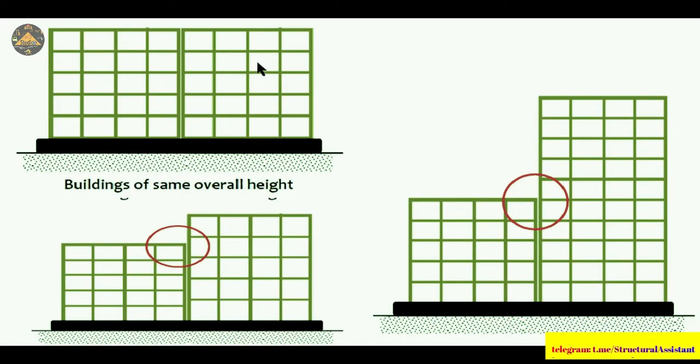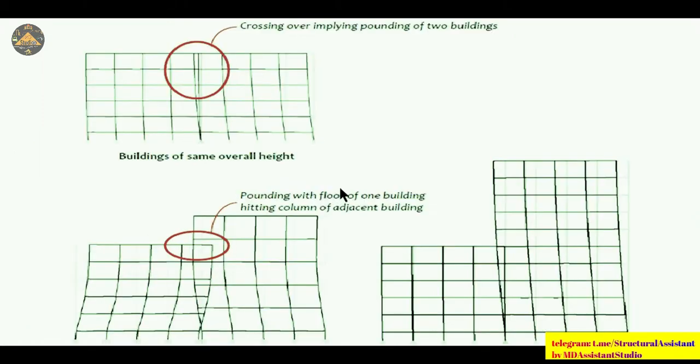If we are considering buildings of the same overall height, we can see that these two structures can get pounded onto each other in case of earthquake forces. Here you can see that this building comes into this and this building comes into this. After this, crossing over is a very dangerous thing. Here also you can see that the buildings are crossing over.